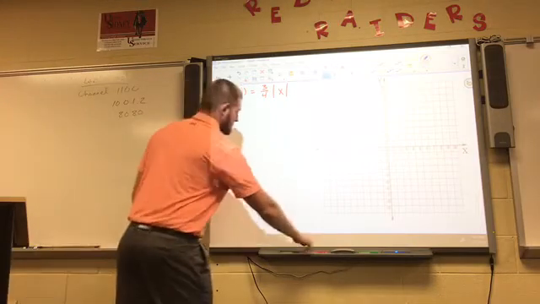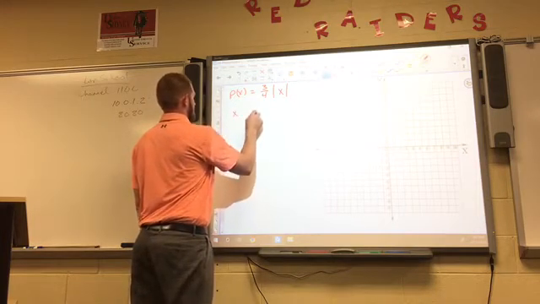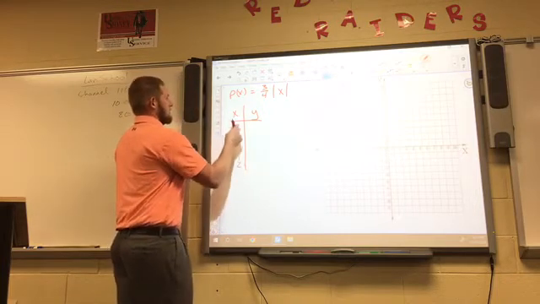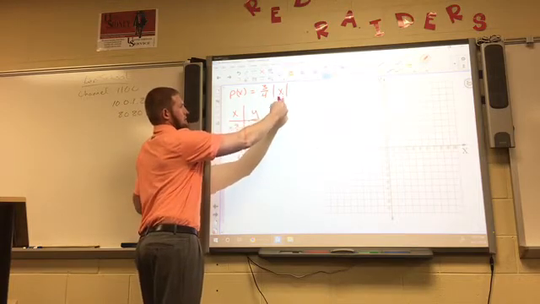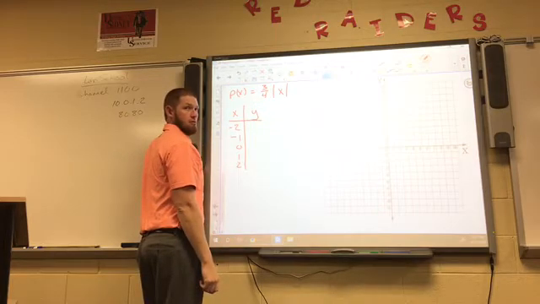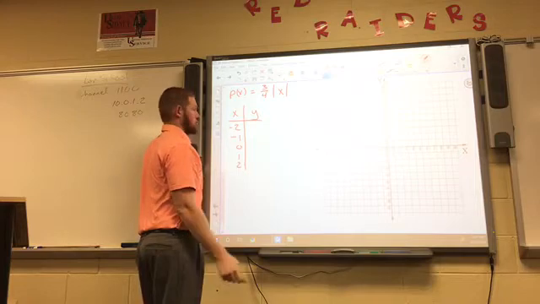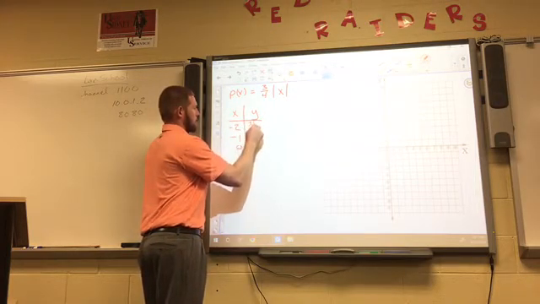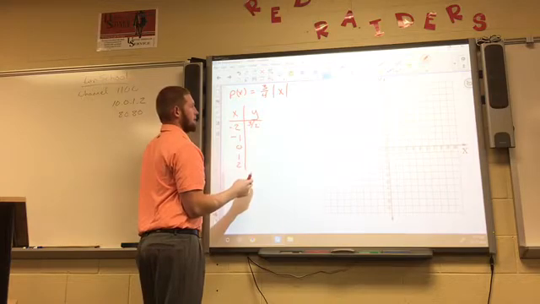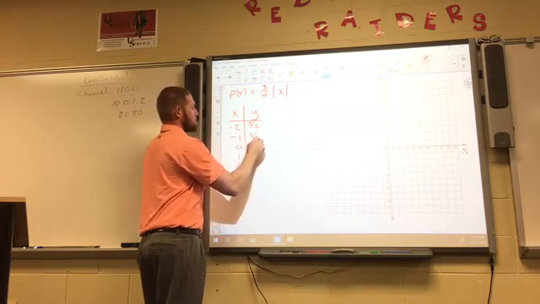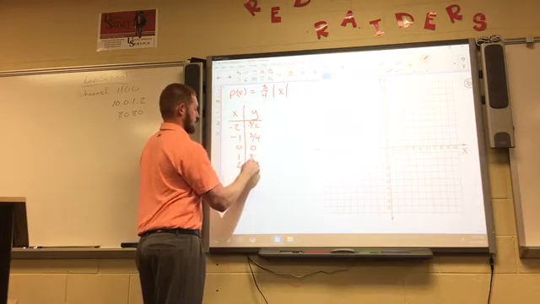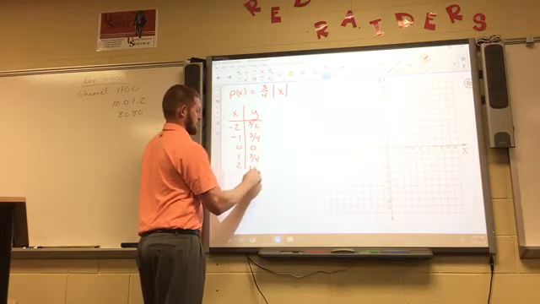Make your XY chart. Find your coordinates. -2, -1, 0, 1, and 2. -2, or it'd be the absolute value of -2, 2 times 3/4. 6/4, which reduces to 3/2. Okay, we leave them as improper fractions in case you have to multiply them later. Absolute value of -1 times 3/4. 0 is just going to give me 0. 1 is going to give me 3/4, and 2 is going to give me 3/2.